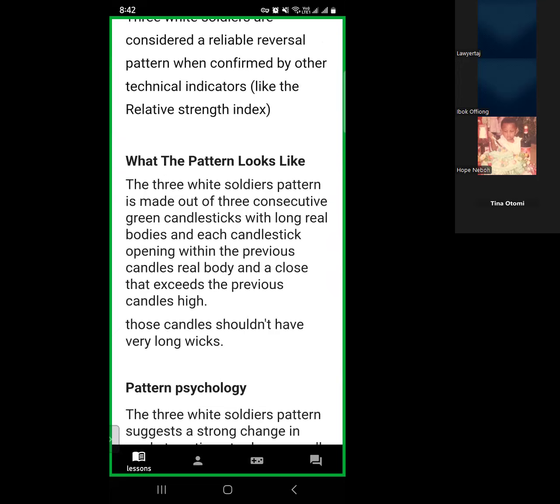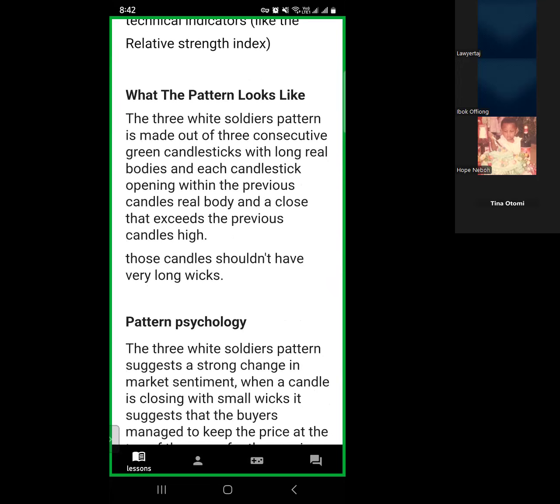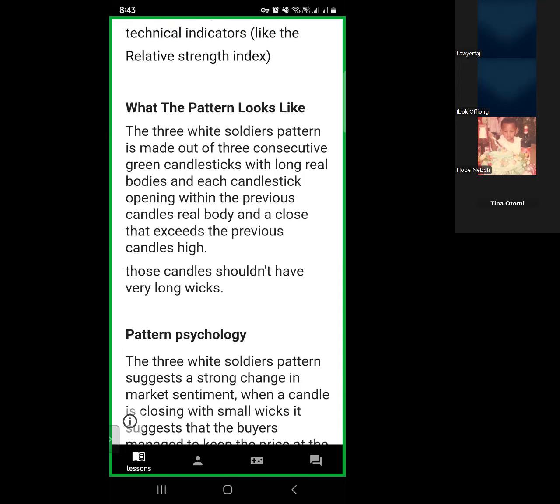So what does the pattern look like? The three white soldiers pattern is made out of three consecutive green candles with long real bodies, and each candlestick opening within the previous candle's real body and a close that exceeds the previous candle's high. These candles shouldn't have very long wicks. So these are telling you the characteristics of the three white soldiers.